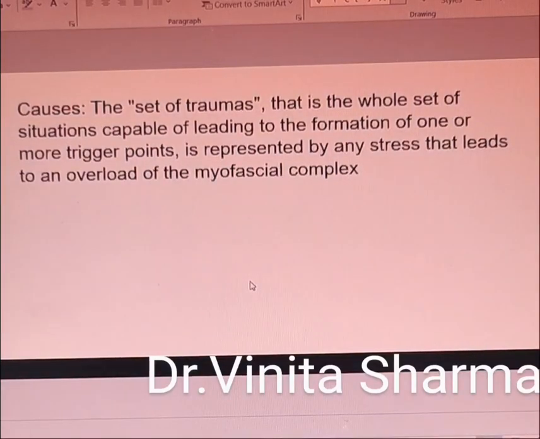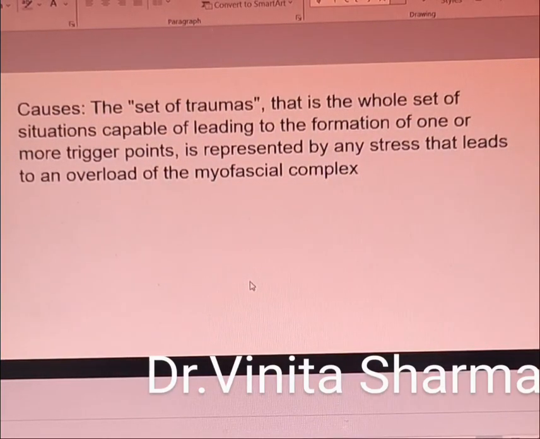Next is, what is the cause? It may be a set of traumas, like repetitive injury to a particular muscle, or the whole set of situations capable of leading to the formation of one or more trigger points, represented by any stress that leads to an overload of the myofascial complex. So what happens, like people who are doing desk jobs, they are repetitively giving trauma to their muscle because they already have a trigger point in their upper back, or they are doing the same posture, sitting in the same posture, and after that they have pain in that area.